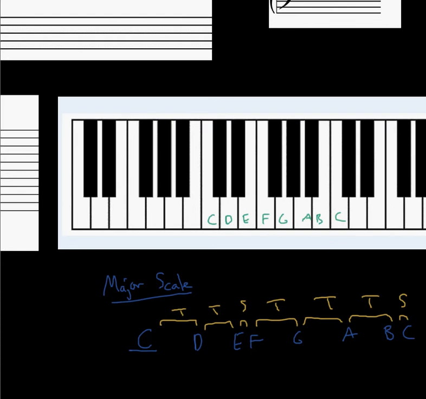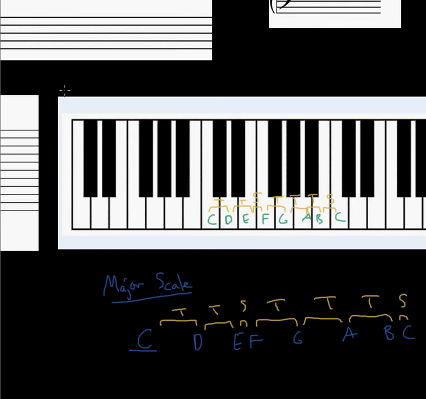And then we worked out that C to D is a tone, D to E is a tone. From E to F, that's a semitone. F to G, tone. G to A, tone. A to B, tone. And then B to C, that was our semitone. So this here is how it looks on the keyboard.